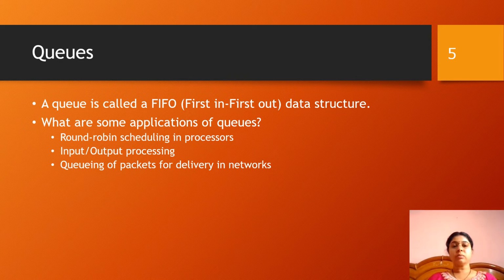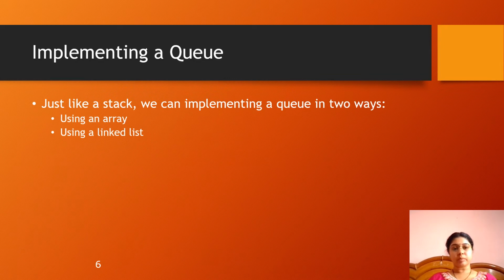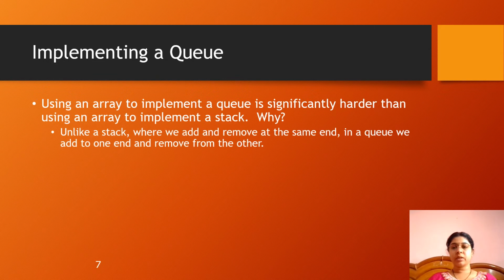Now, where is this data structure used? You may have learned in previous sessions about the round robin algorithm, which is a part of operating systems, various input output processing, and various queues of packet delivery, which is the networking part. So you have learned about these things. Now how do we implement a queue data structure? For implementing a queue data structure, we use basic data structures, that is an array and a linked list. Through these structures, we perform various algorithms.